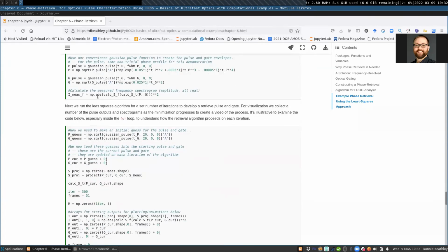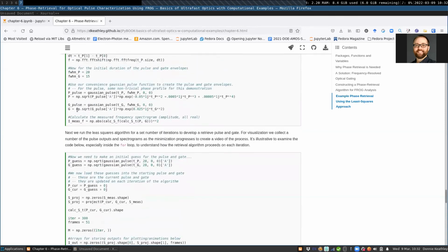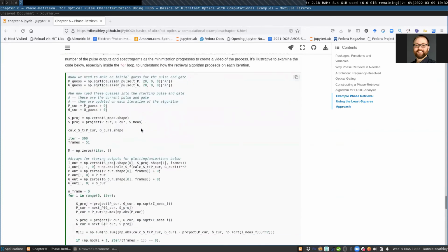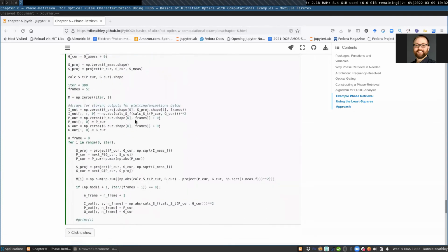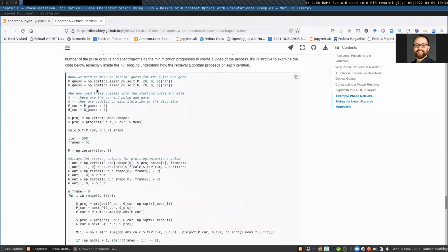So now we have our measured spectrogram. Or I shouldn't say ground truth spectrogram, it's really just our measured spectrogram that we would have like in a real measurement, right? Because we wouldn't know P and G in a real measurement based on those two values. So the next step then is to do a retrieval on that. So what we do is we start with a guess, like I said earlier, and we just guess two transform limited 20 femtosecond pulses. Okay.